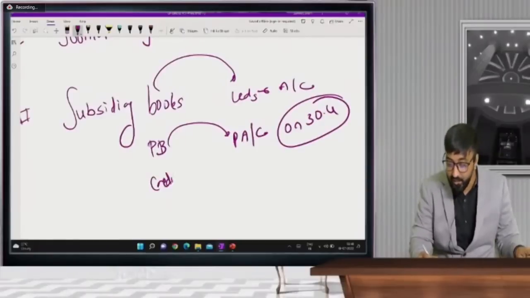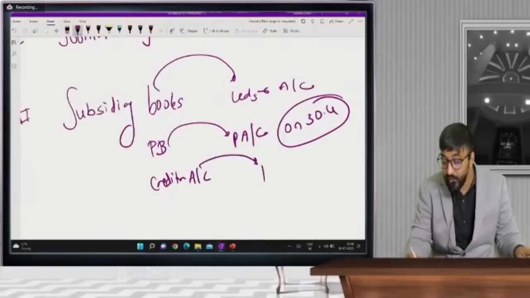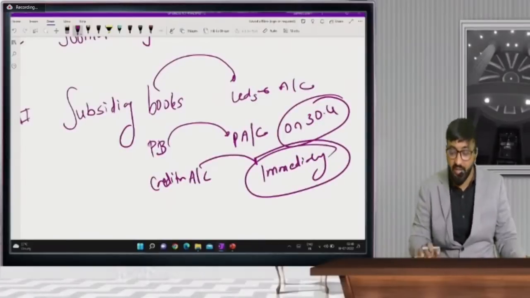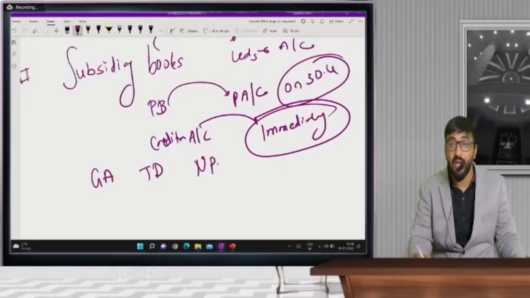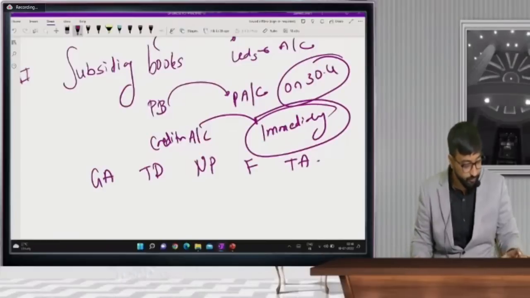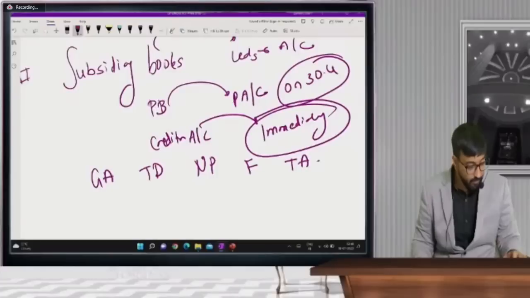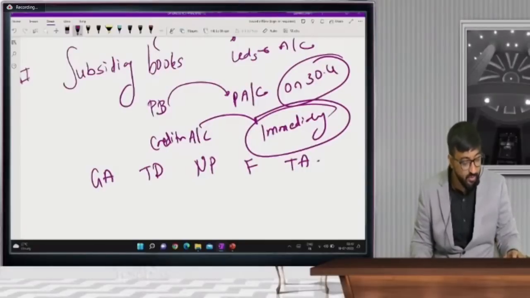But creditors account immediately. Sir, this is a revision. Presentation: GA, gross amount; TD, trade discount; NP, net price; F, freight; and then TA, total amount. Very good. Recording in ledger of supplier is on daily basis.